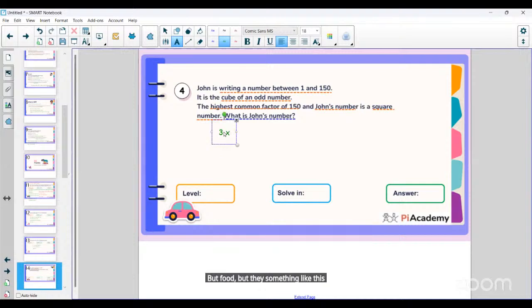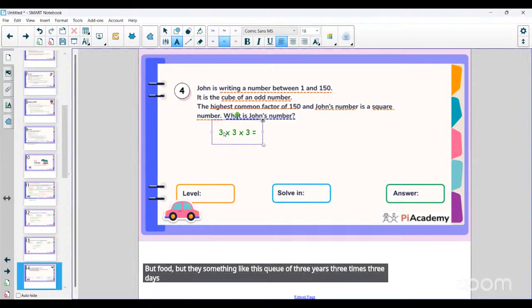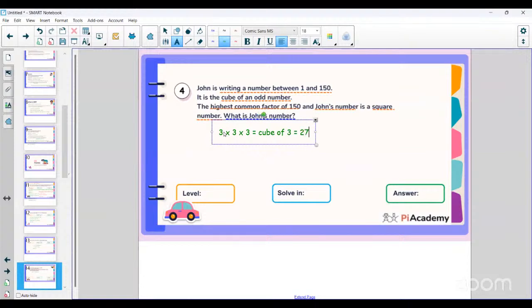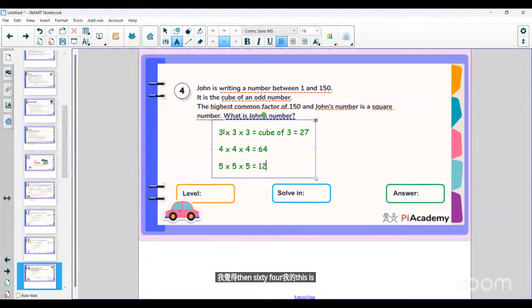Okay, something like this. Cube of 3 is 3 times 3 times 3. This is cube of 3. Okay, what's the answer to this? 27, is it? Yeah. What is the cube of 4? 4 times 4 times 4. That is 64. What is the cube of 5? 5 times 5 times 5. That is 125. Okay, that's what is the cube.